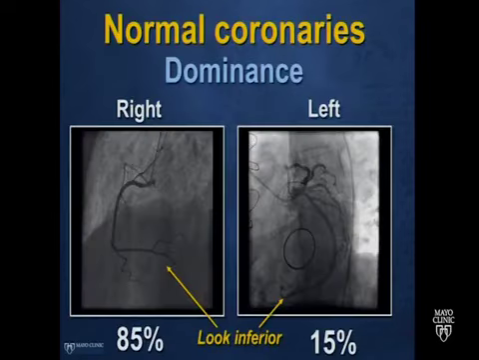So let's look at some normal coronary arteries. So here's a picture of a normal right. So spine is on the right, ribs go down to the left, so this is an LAO view. This is a right coronary artery coming around and supplying the inferior wall. Here's a left coronary artery. This is supplying the lateral wall and then goes down to the inferior wall.